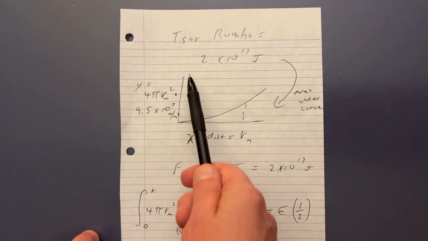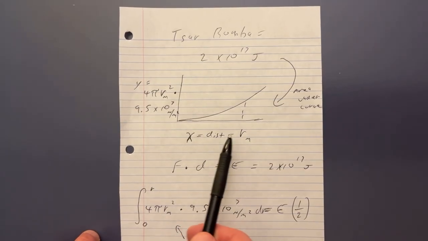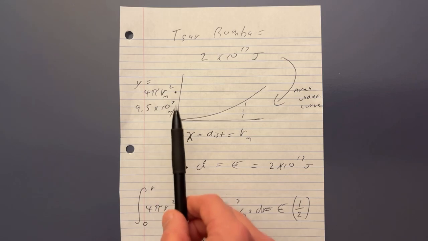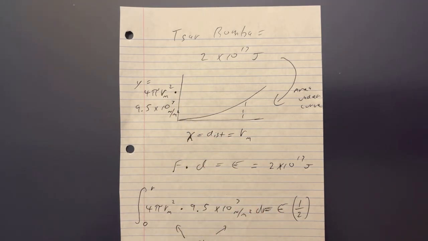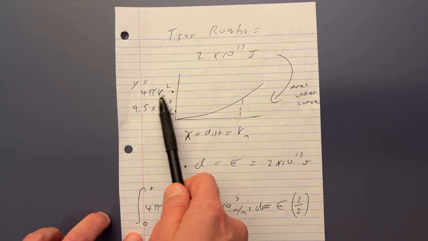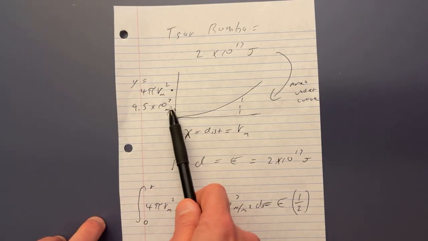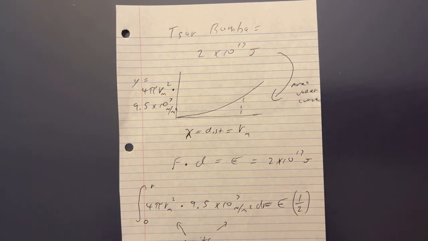So we draw out our graph right here, x and y axis. X will be the distance that we have to push out, which will be the radius of our underwater cavitation. This will be our total force right here, which will be pressure times area. The area will be 4 pi r squared. That's the area of our sphere. 9.5 times 10 to the 7th newtons per square meter is the water pressure pushing in.